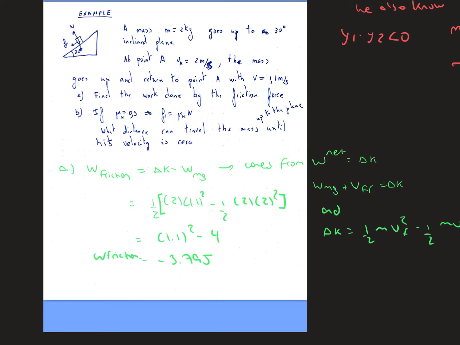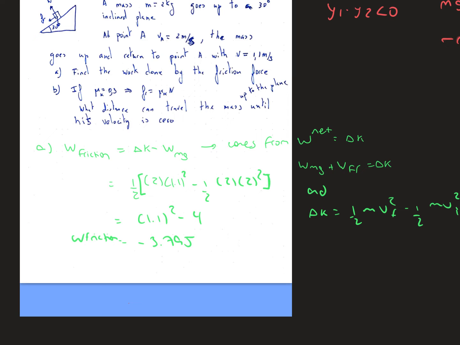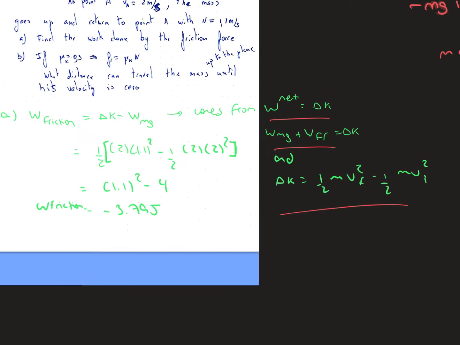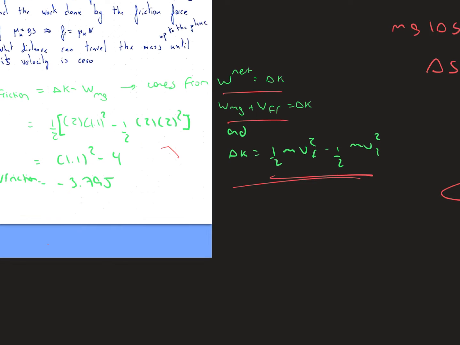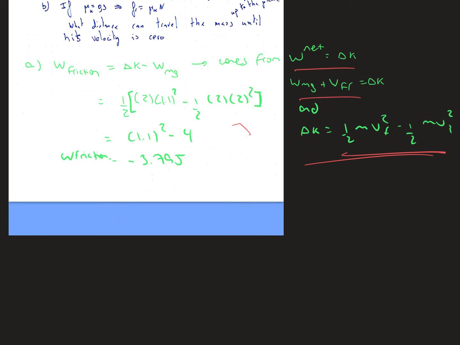Okay, so we know a few things. The work of the friction equals the delta K, which represents the kinetic energy, minus the work of the weight, which comes from this formula. Based on this formula, we can just plug in values: 1/2 multiplied by 2 times 1.1 squared minus 1/2 times 2 times 2 squared. That should give us a work of the friction of negative 3.79 joules.